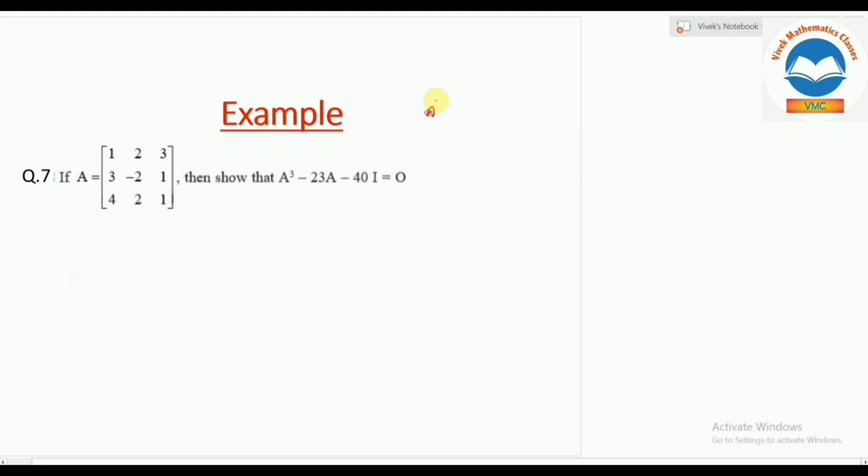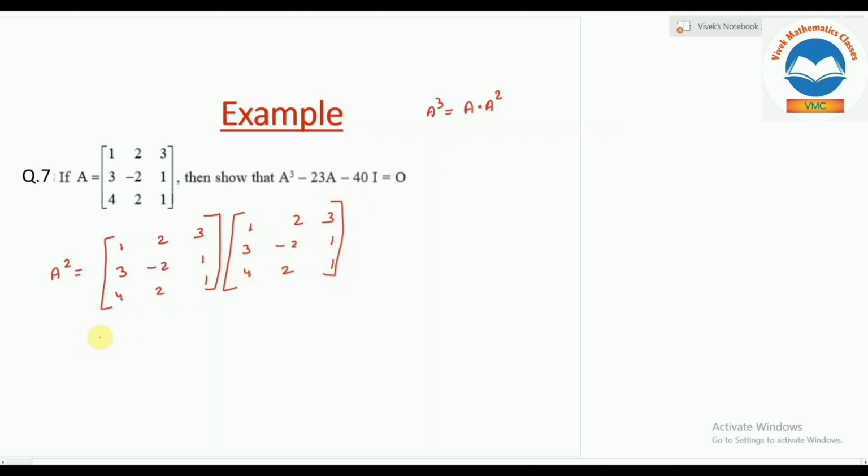So this A cube we can write as A into A square. So first of all I will find A square. What will be A square? A into A. It means 1, 2, 3, and this will be 3 minus 2, 1, and here 4, 2, 1. This is our A matrix. Again we have to multiply with same matrix. So 1, 2, 3. Second row will be 3 minus 2, 1, and third row will be 4, 2, 1.